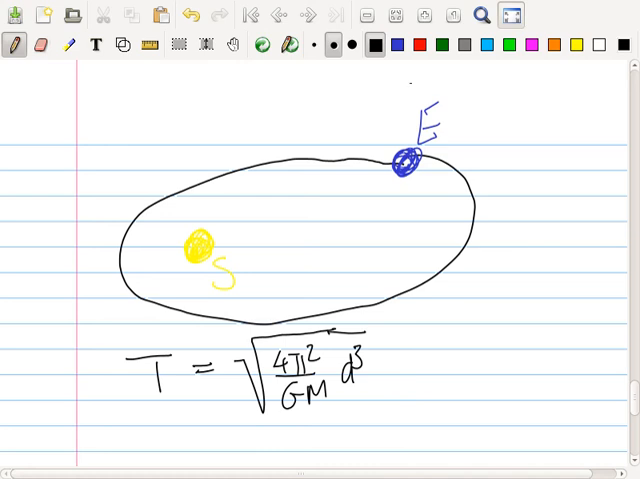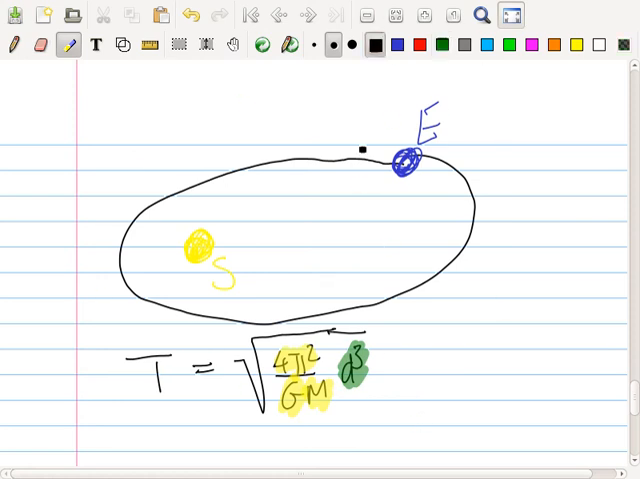Let's look at what we know here. Do we know the G? Yeah, we know the G, it's 6.67. Do we know the M? Yes, M is for the Sun, because it's the bigger M. And do we know 4 pi squared? Yeah, 4 pi squared we know. So the only thing we are not clear on the meaning of is the d cubed. The T is the time for one orbit.